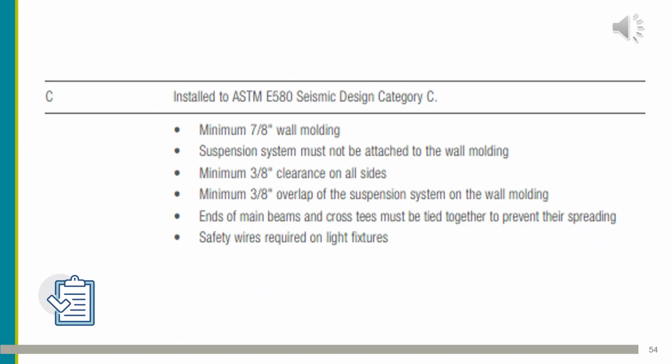So a few highlights here for design category C. We've got to have a minimum 7/8 wall molding. The suspension system must not be attached to the wall molding, and it's got to have 3/8 clearance on all sides. And the 3/8 overlap of the suspension systems on the wall molding and the ends of main beams and cross tees must be tied together to prevent their spreading. And safety wires are required on the light fixtures. And we'll cover more of that on the light fixtures when we get to the electrical provisions of the code.